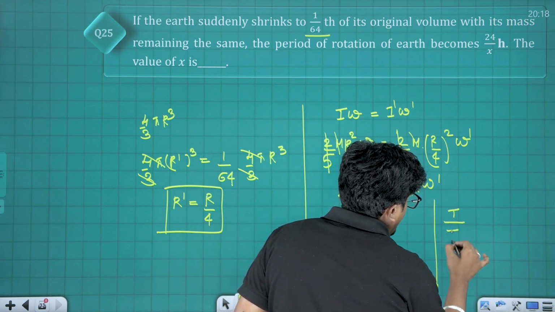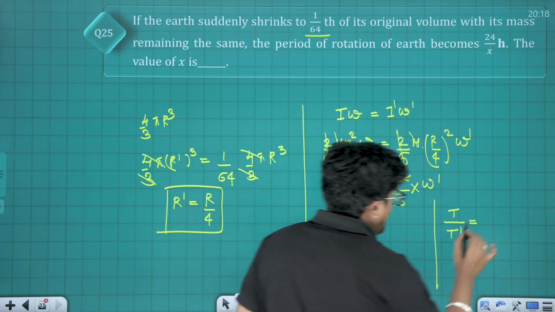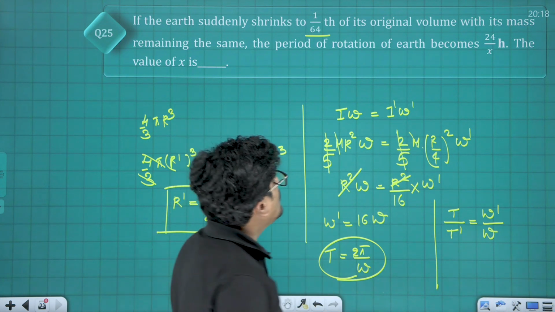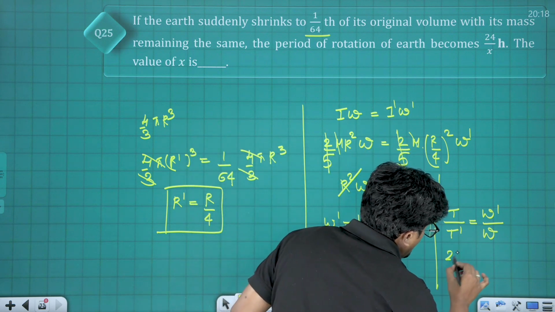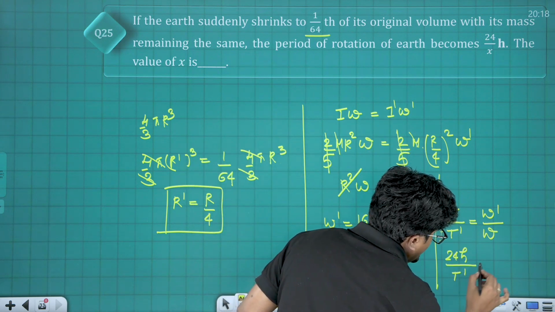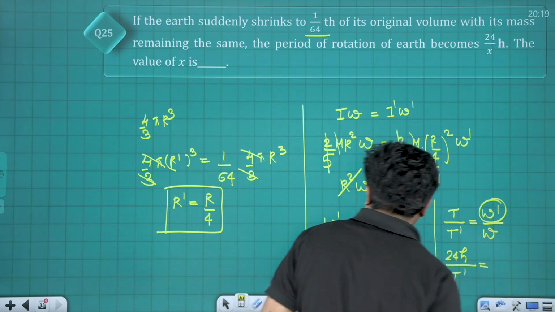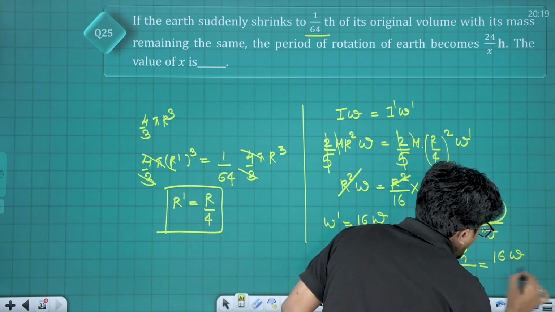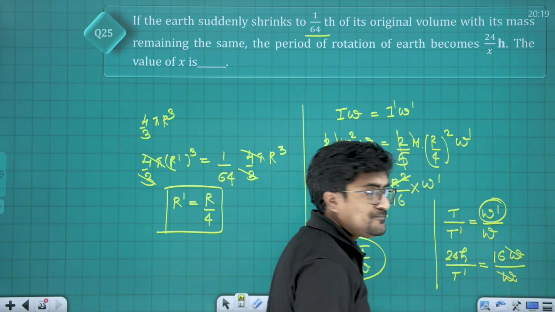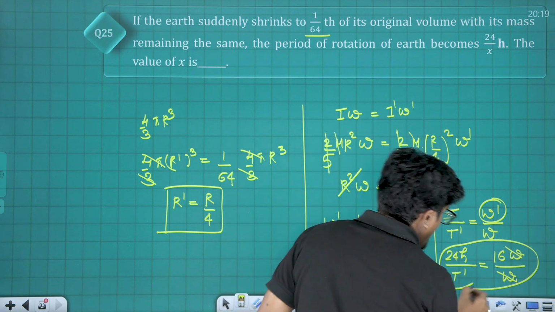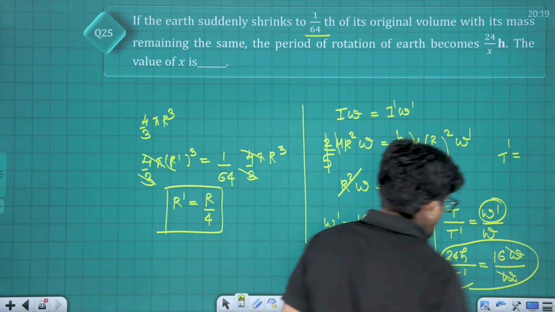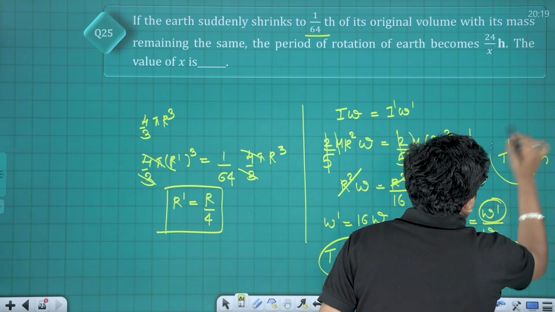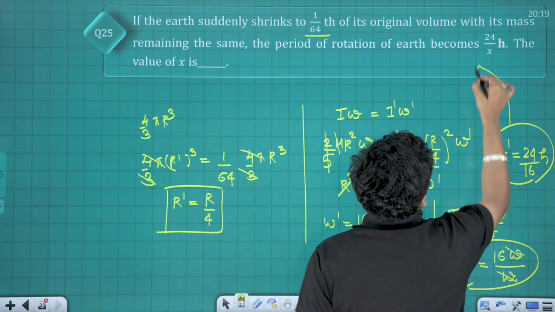Now T by T dash needs to be equal to omega dash upon omega. Alright. What was T? T is 24 hour. So 24 hour divided by T dash needs to be equal to omega dash, which was 16 times omega. So this is going to be 16 times omega upon omega. Omega and omega will cancel. Now from this relation, I can say T dash needs to be 24 by 16 hour.